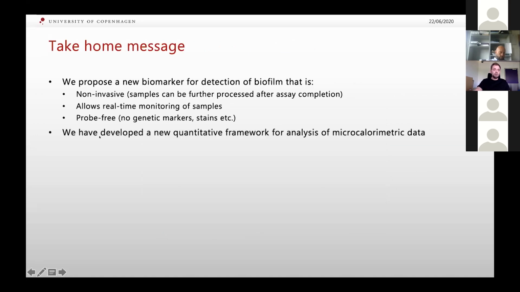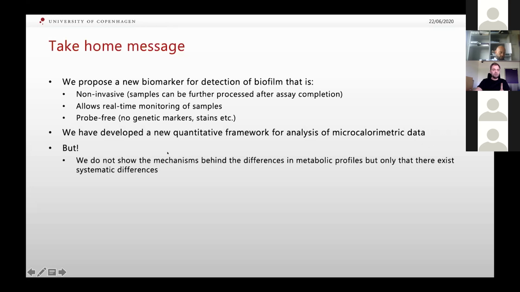And we also developed this new quantitative framework for analysis of microcalorimetric data that is, in our opinion, more unbiased than choosing single entities that you're looking at. But it's important to notice that we do not show any mechanisms behind the differences in these metabolic profiles yet, but only that there exist systematic differences.